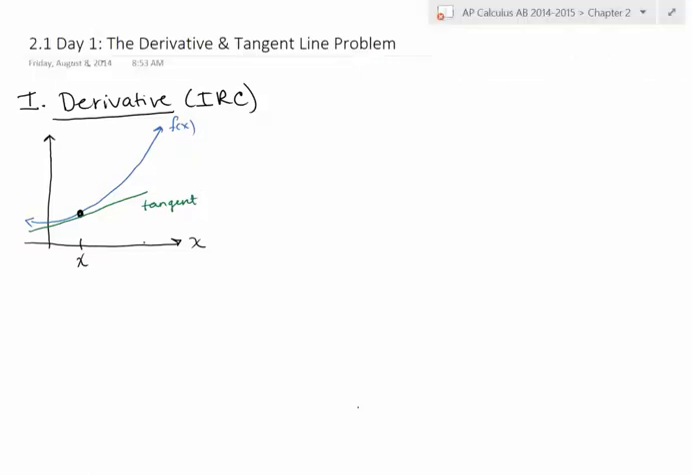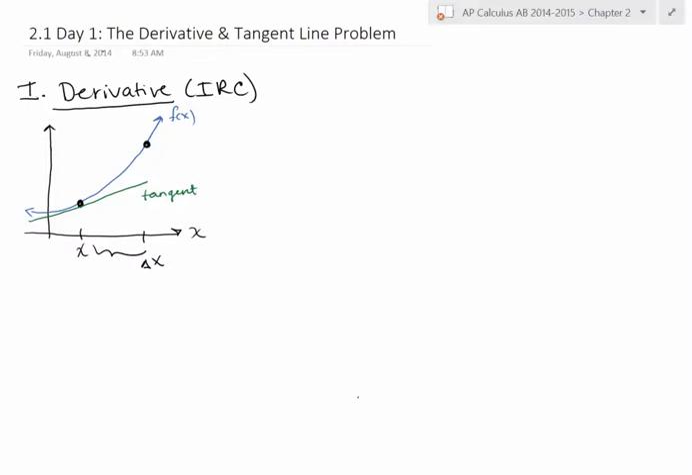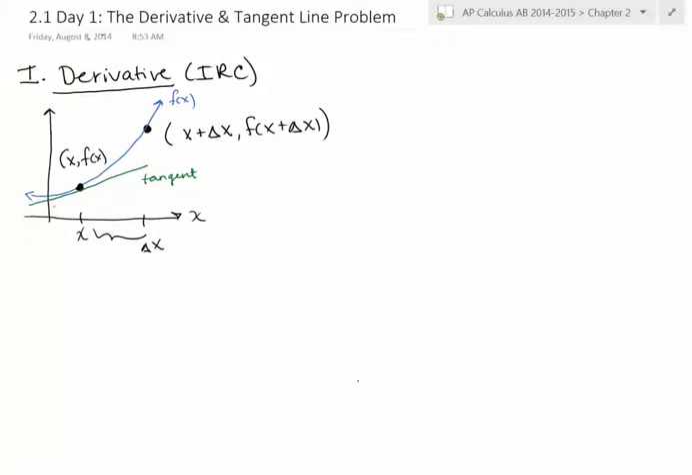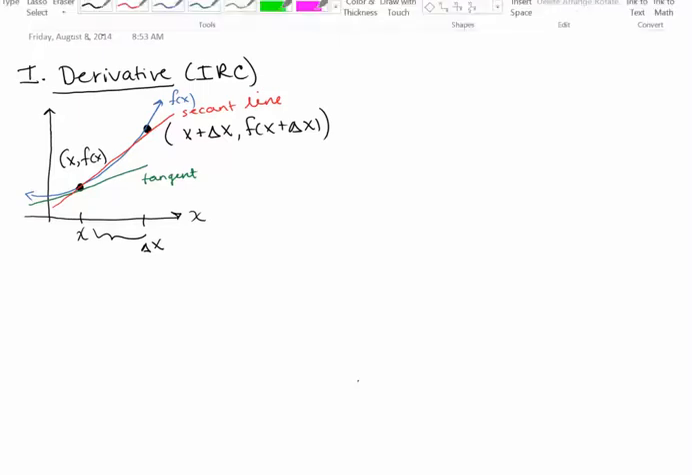So if I have x here, and then I have some change in x, the two ordered pairs, the first one is going to be x comma f of x. The other one will be x plus whatever our change in x is, comma, f of x plus our change in x. Okay, and if I were to draw in a secant line for that, you can see that your secant line is not the same as your tangent line. Okay, but we would want our secant line to be approaching our tangent line by making the change in x as small as possible.